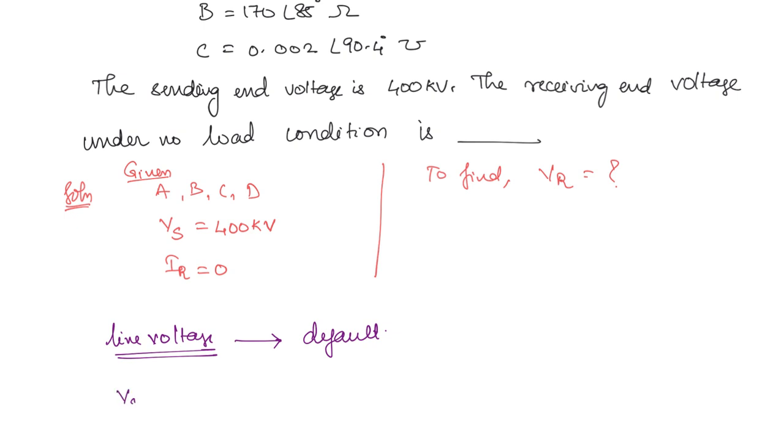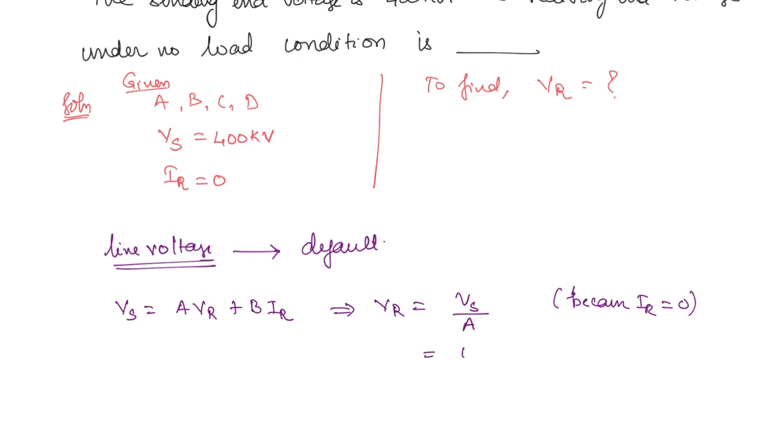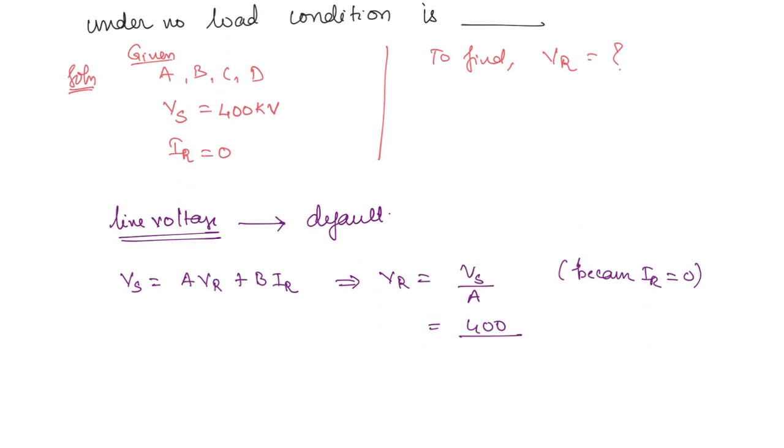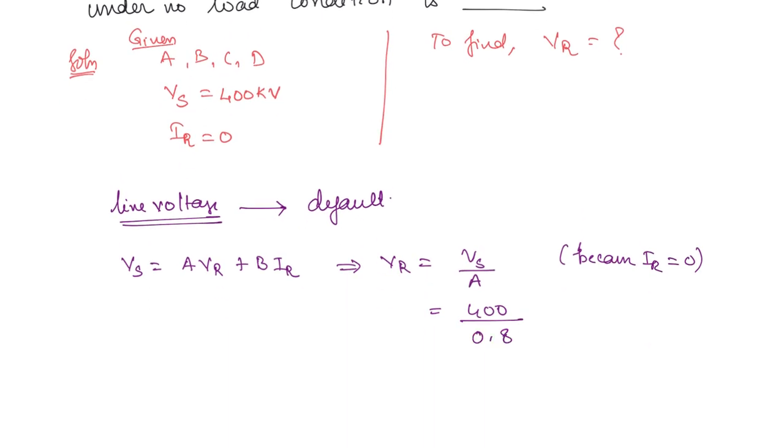So what is the expression? Vs is equal to A VR plus B IR. We need to find VR. So VR is equal to Vs by A, because IR is given as 0. Okay. So this is equal to 400 divided by A, which is given as 0.8. So 0.8. We are only concerned with the magnitude. So this will come out to be 500 kilovolt.